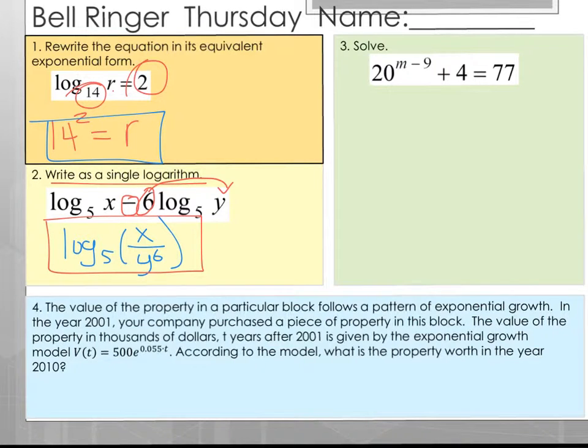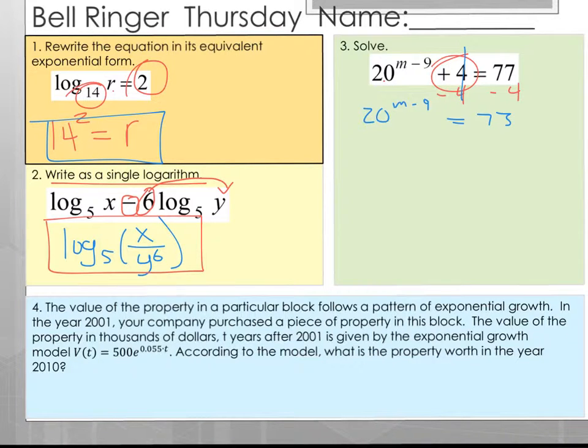And number 3, they want us to solve that equation. The first thing I want to do is try to isolate the base. So our base is 20, but there's this extra plus 4 being added on to the end. So first thing we want to do is get rid of it with a minus 4 to both sides. So those inverse operations are going to cancel, and we get 20 to the m minus 9 equals, and then 77 minus 4, 73.